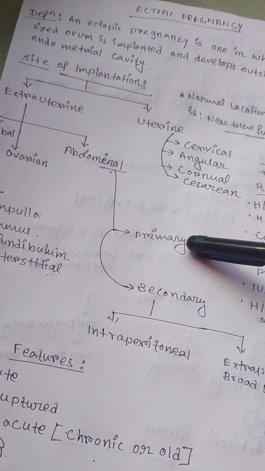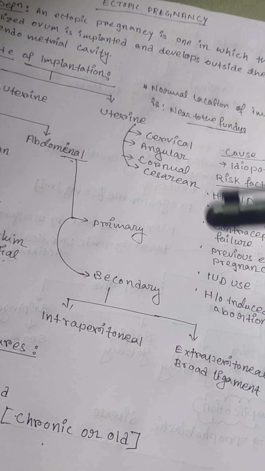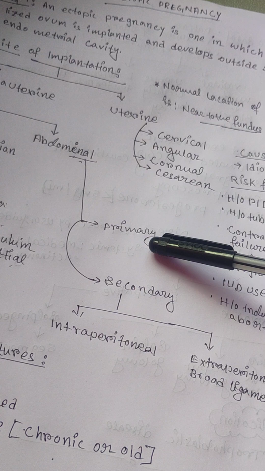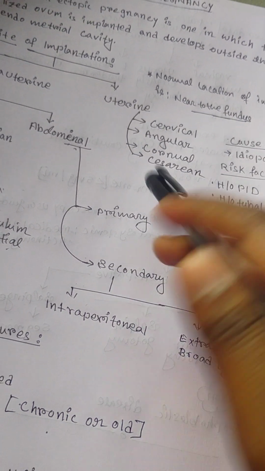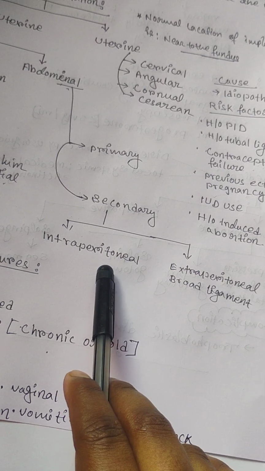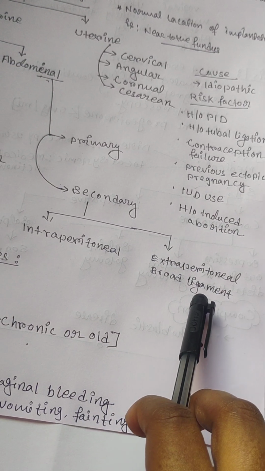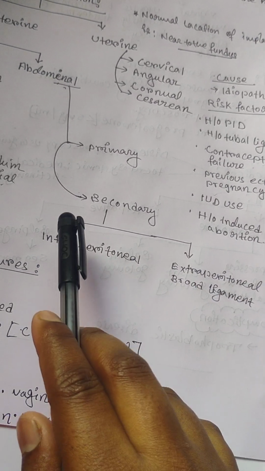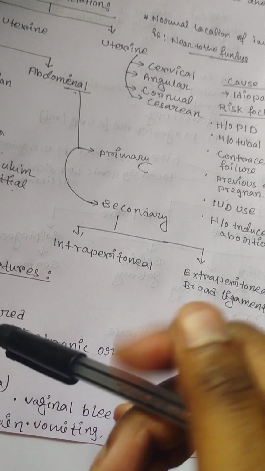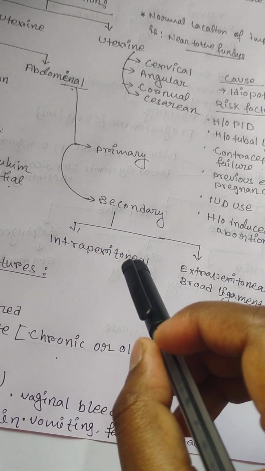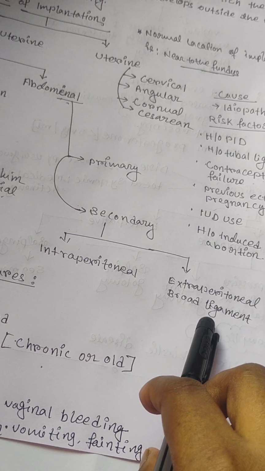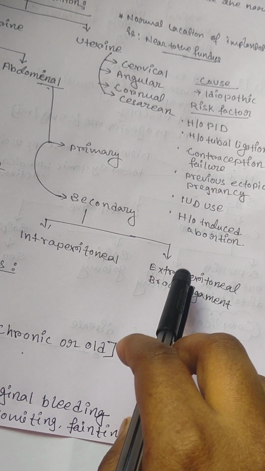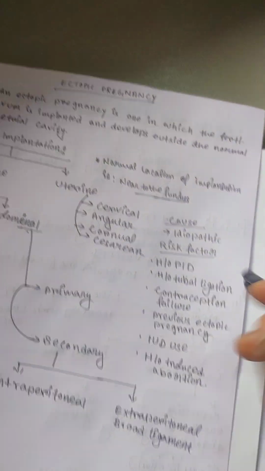Abdominal is primary and secondary. Primary is in the abdomen. Secondary has two parts: intraperitoneal and extraperitoneal broad ligament. Intraperitoneal means inside the peritoneum, meaning the abdomen, and extraperitoneal broad ligament is on either side of the umbilical side.